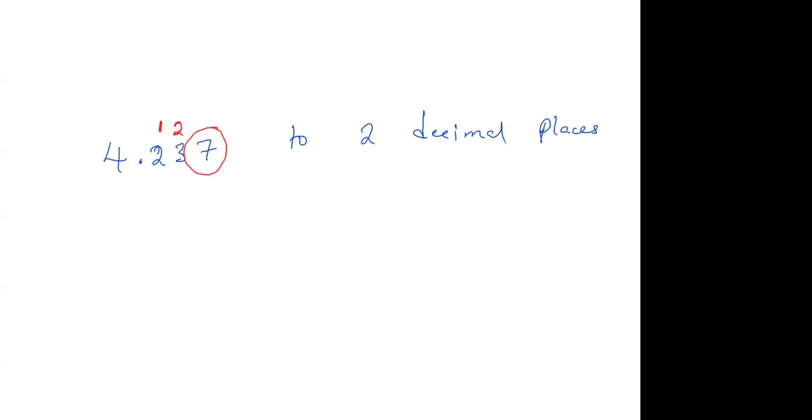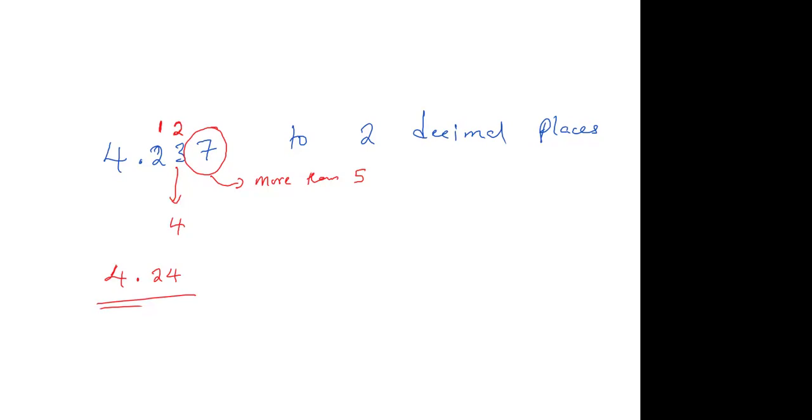So you now check it. Is it more than 5 or less than 5? Because it's more than 5, this number will move to the next number and become 4. So it's going to be 4.24. That's the answer. So I've turned it to 2 decimal places.